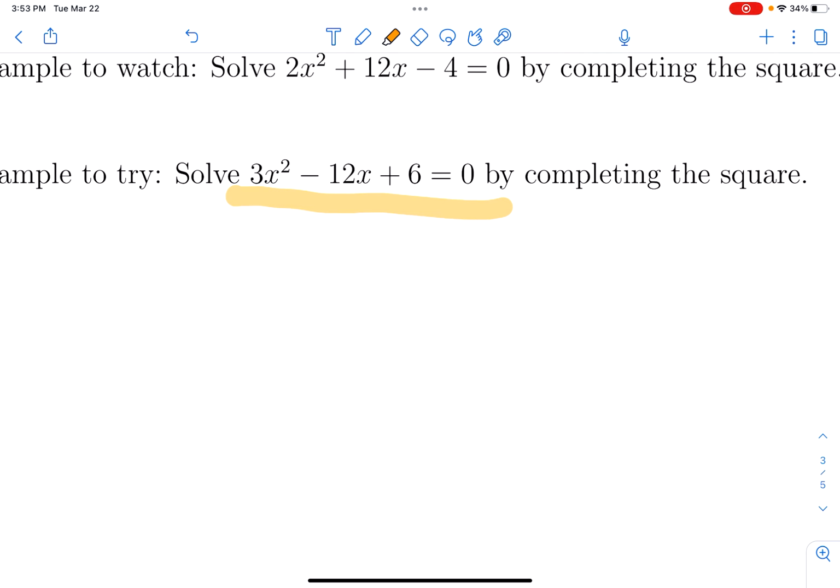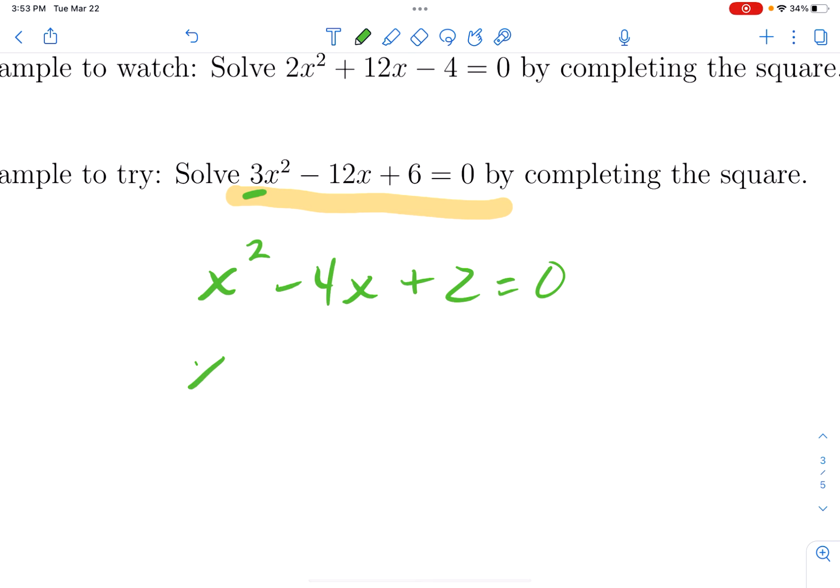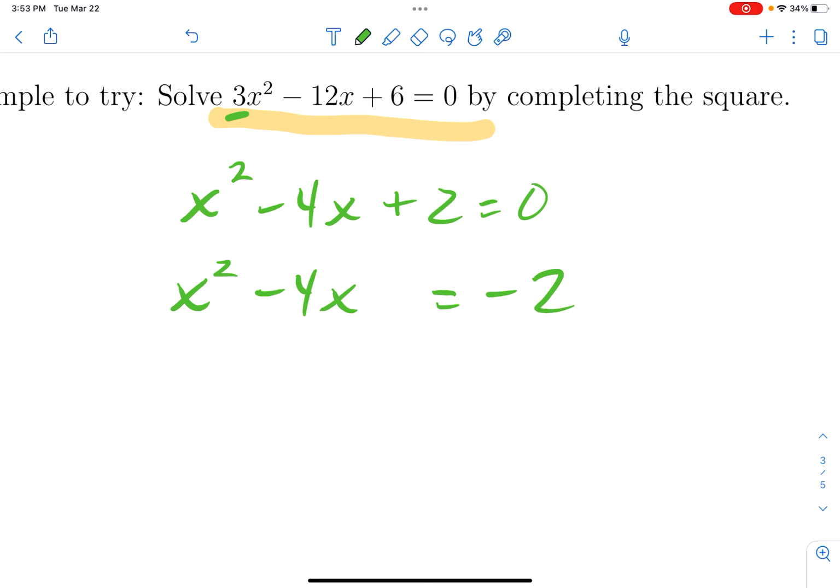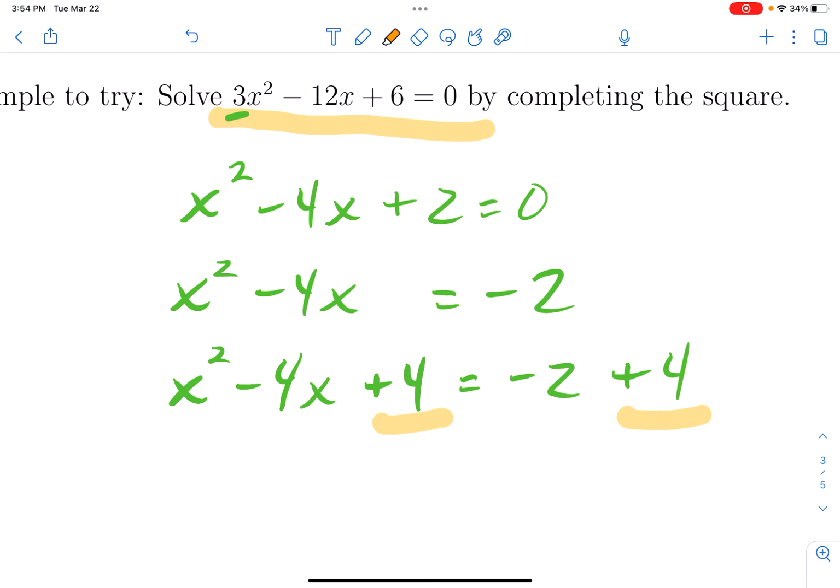So I will assume now you've already tried this. I don't like that 3. I'll divide everything by 3. And I don't like that 2. It makes completing the square harder. So I'll subtract 2 from each side. Now I can complete the square. Half of negative 4 is negative 2. If I square that, that's 4. So I'll add 4 on both the left and the right. Remember to do it on both sides.